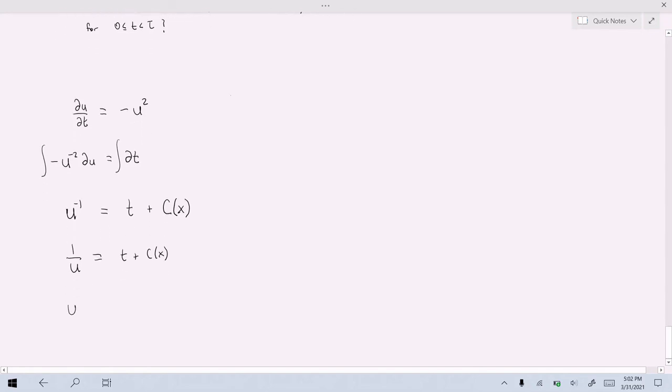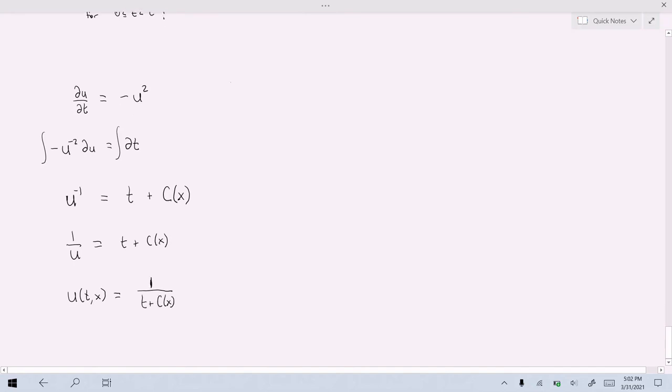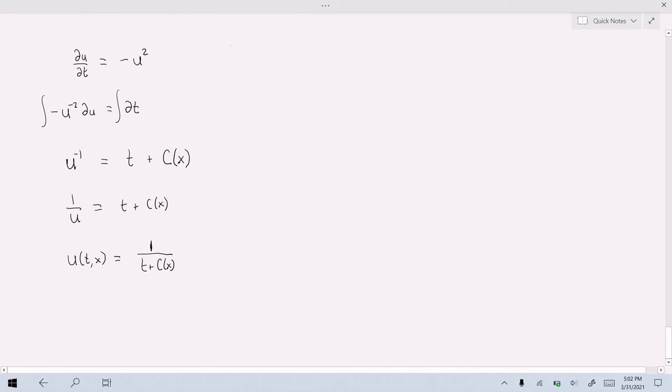So therefore, u, our solution, has the form 1 over t plus a function of x, okay? So that would be the general solution to our PDE. Now I can solve for the function c of x by using the initial condition. So when t is 0, u should equal this function f of x.